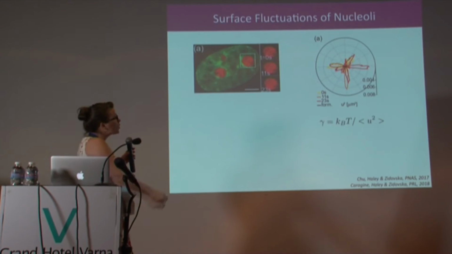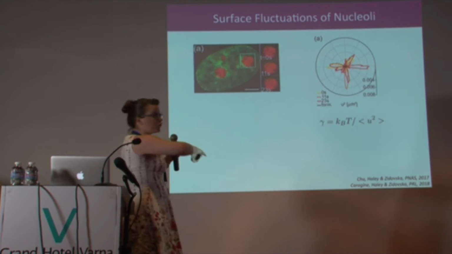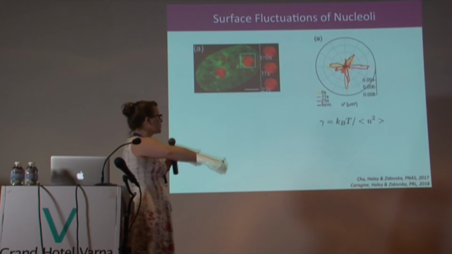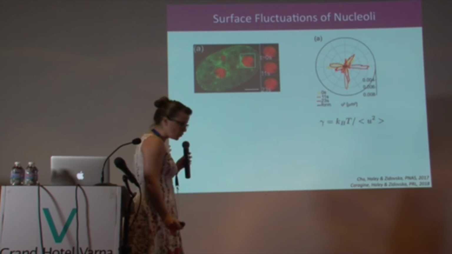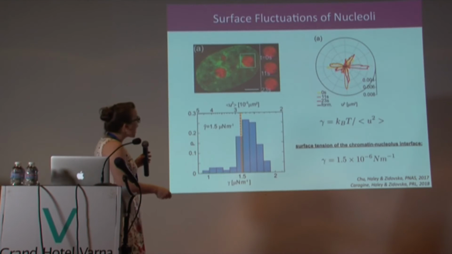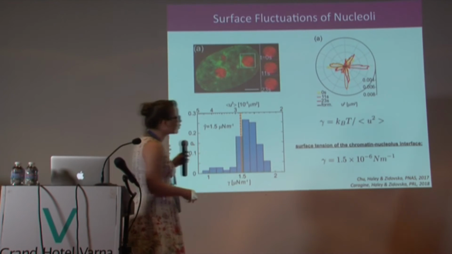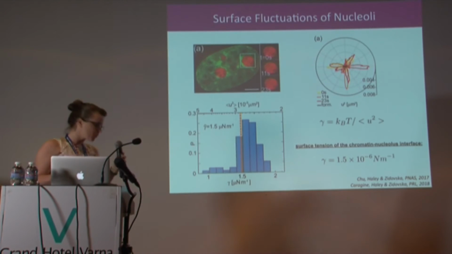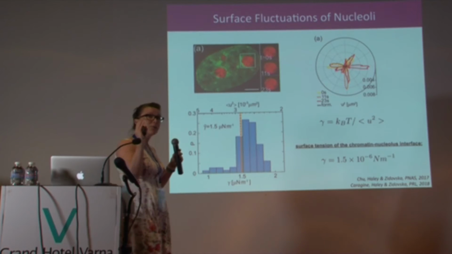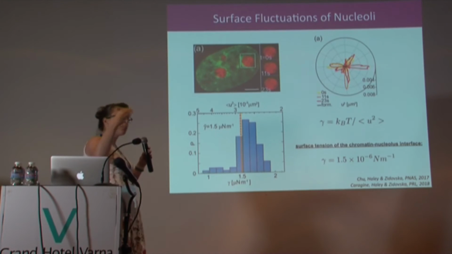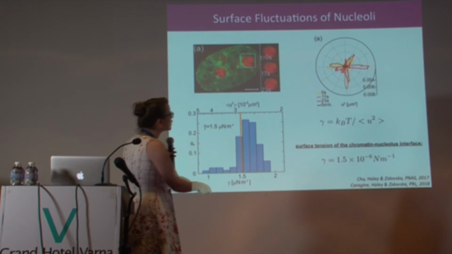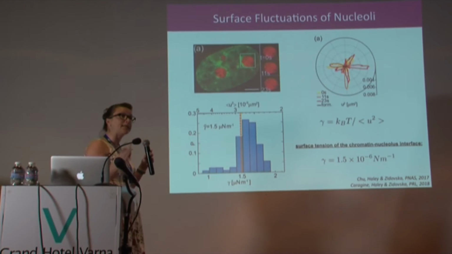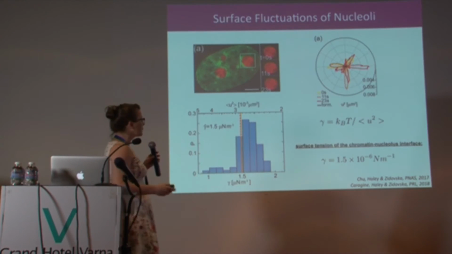From this, we can also estimate the surface tension of the interface between the nucleolus and the chromatin solution. Of course, this is just an upper bound when we assume it's thermally driven, and we have an estimate of surface tension on the order of 10 to the minus 6 Newton per meter. So this is extremely small. It is, however, comparable to polymer colloidal solutions. It's also very similar to the frog nucleoli that have been studied earlier by Cliff Brangwynne.